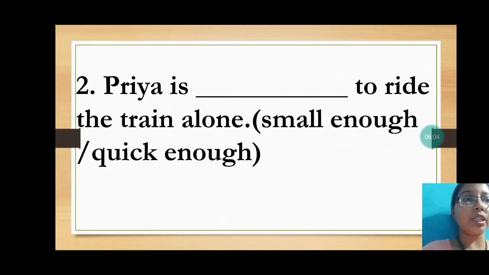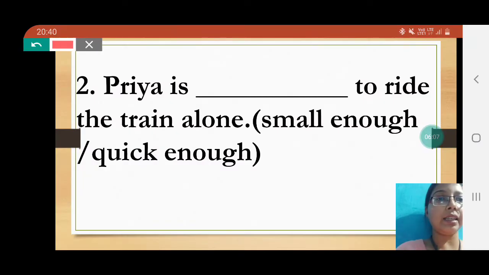This is question number 2. Okay, see here, small enough and quick enough. Priya is dash to ride the train alone. Small enough or quick enough? She was not quick enough.